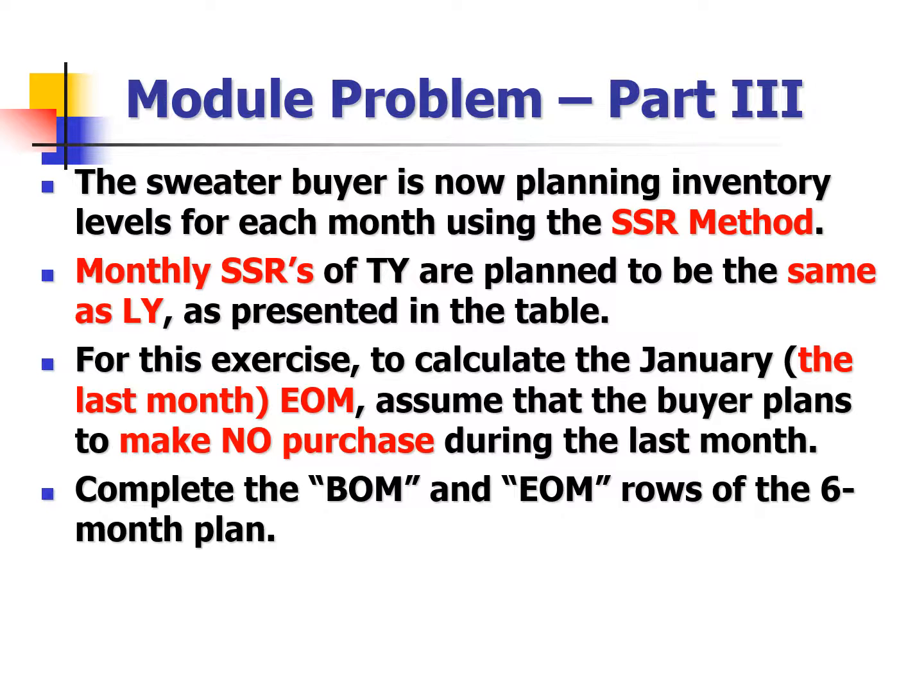So let's complete the BOM and EOM rows of the 6-month plan, which correspond to the cell numbers 13 through 20 on page 1 of the assignment. Remember that you need to show your work, formulas, and rationale for the answers in 3 of the cells: cell numbers 13, 15, and 20. For these 3 cells, you're going to have to show your work. Let's pause the video and work on the problem.